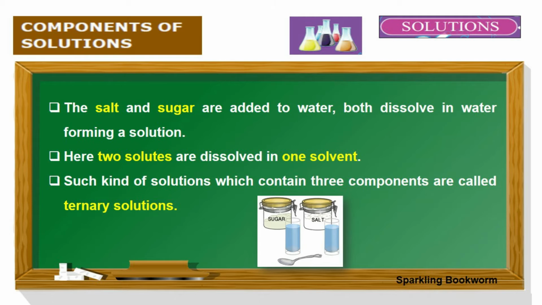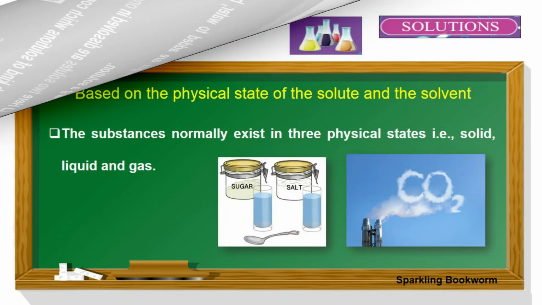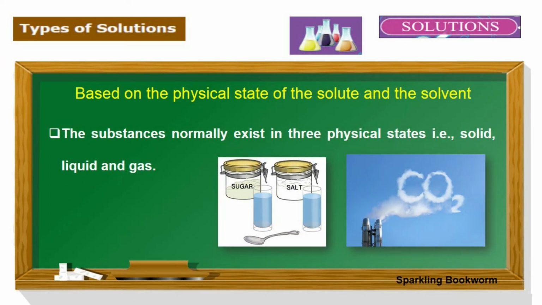Ternary solutions. When salt and sugar are added to water, both dissolve in water forming a solution. Here, two solutes are dissolved in one solvent. Such kinds of solutions which contain three components are called ternary solutions. Types of solutions. Based on the physical state of the solute and the solvent, the substances normally exist in three physical states: solid, liquid and gas.